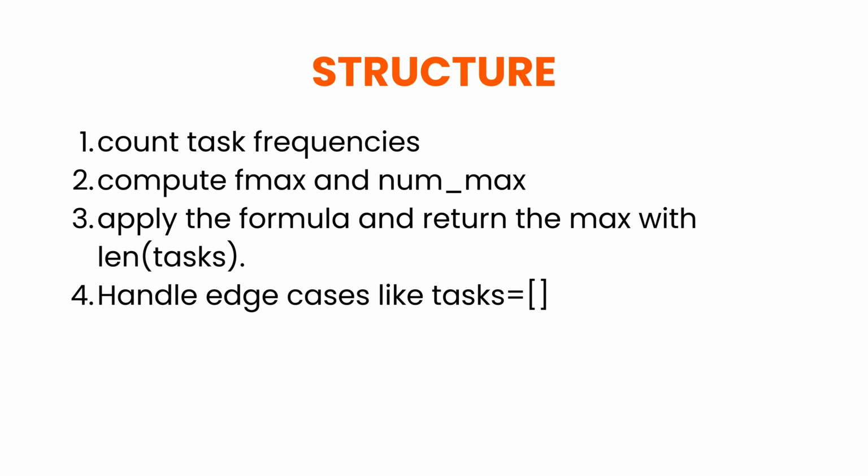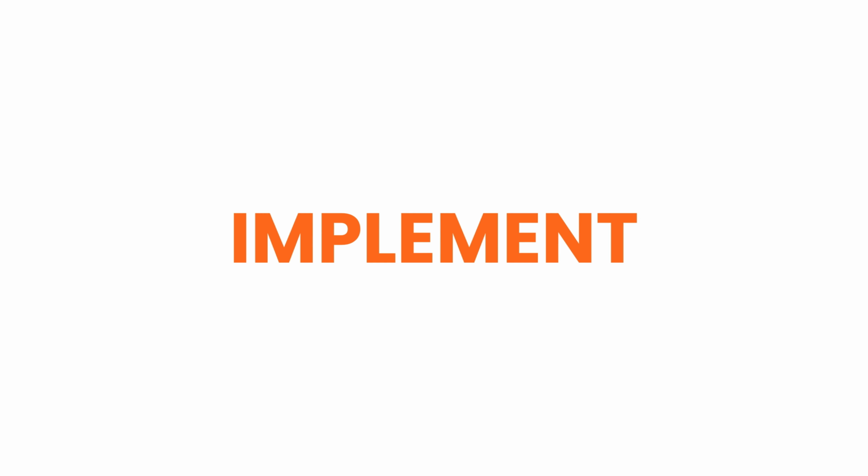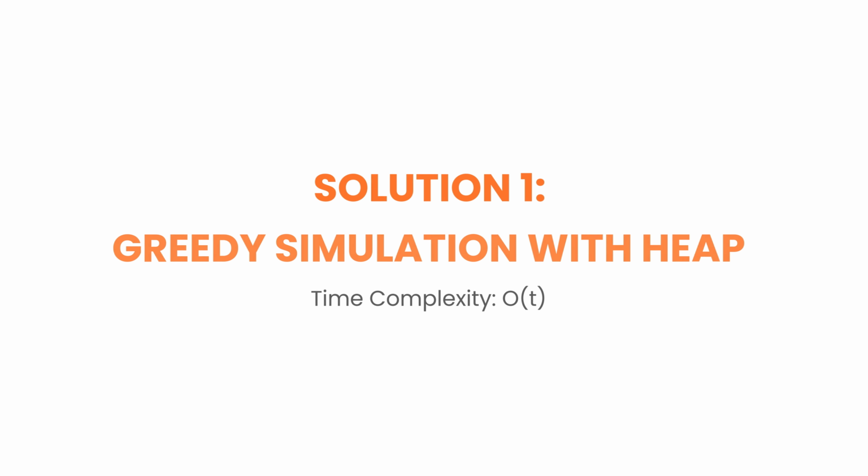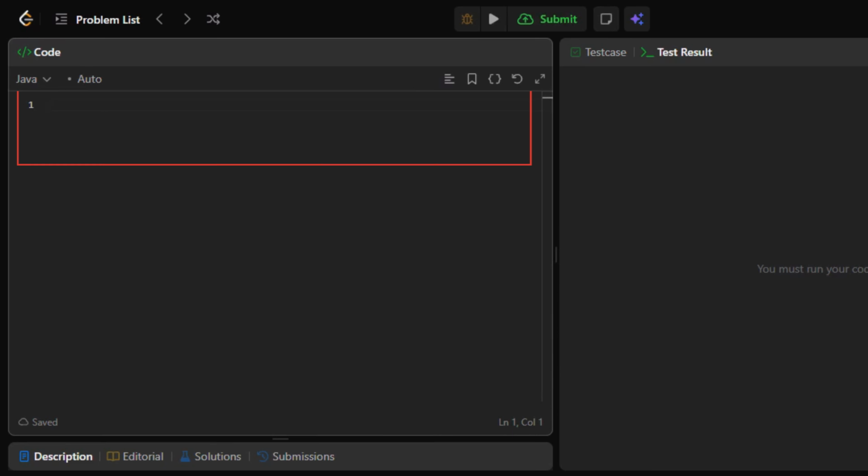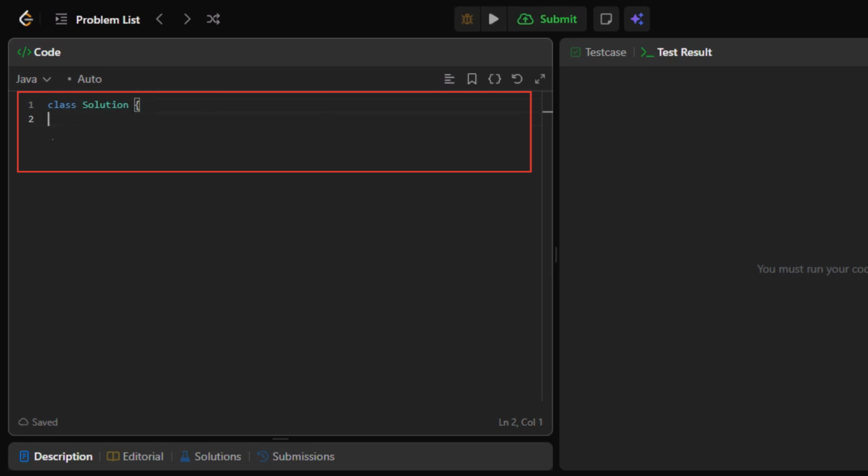Here is the structure. Plan: count task frequencies, compute fmax and num_max, then apply the formula and return the max with len(tasks). Handle edge cases like tasks equals empty. Now let's implement the greedy heap-based simulation, repeatedly selecting the most frequent tasks while respecting cooldown rules. This approach simulates time, always choosing the most frequent available task, while tracking cooldown periods.